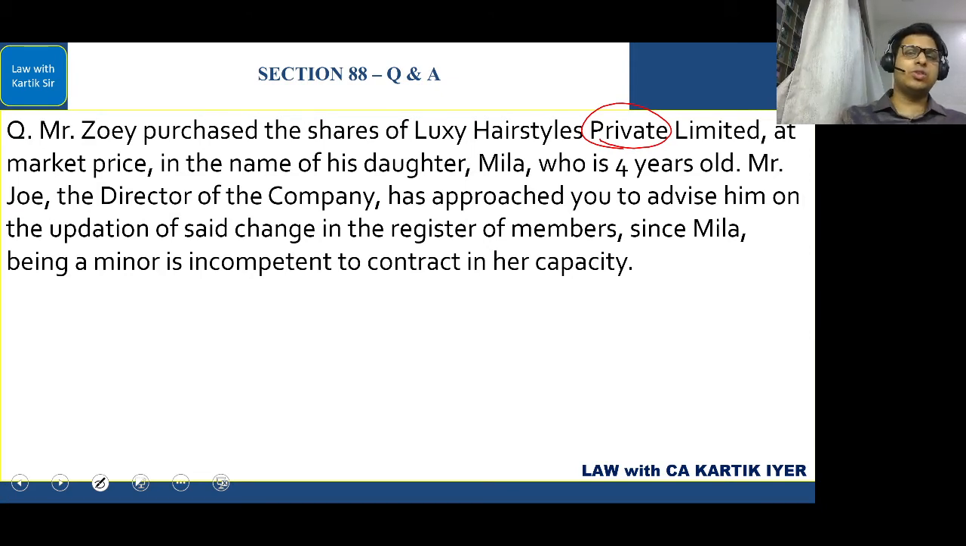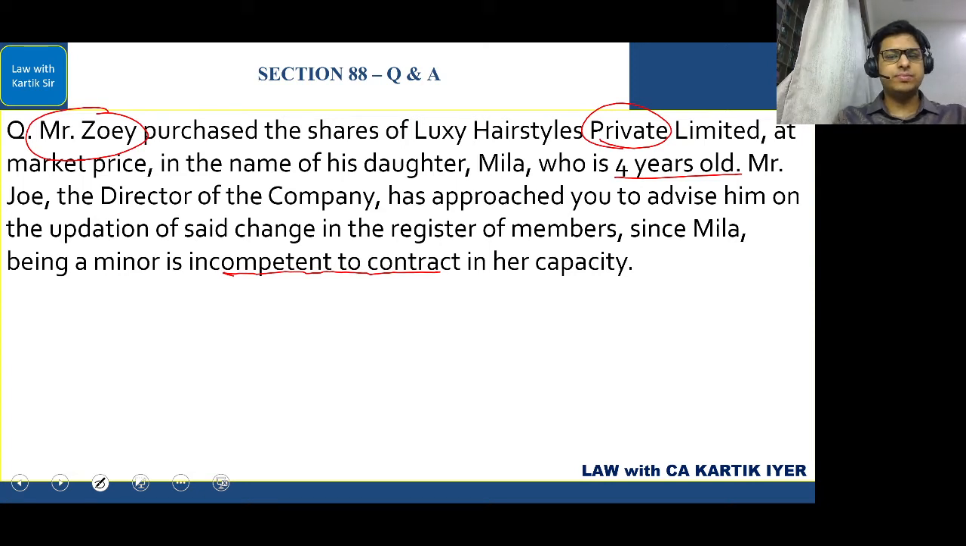So in this case, of course, we can also figure out that she's 4 years old, so she's incompetent to contract because she's a minor. What the Companies Act says is that a minor's name cannot be there in the register of members because the minor is incompetent to contract. But sir, if the shares are purchased in the name of the minor, then whose name should be there? Then the name of the guardian should be there in the register of members. So in this case, Mr. Zoe's name should be there in the register of members because he's the guardian.